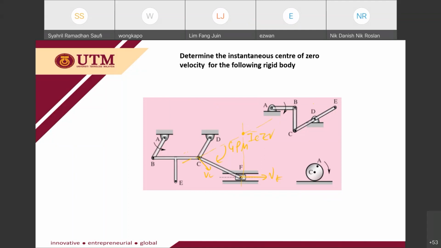So same goes for this one. You know that here is your GPM. Then you need to determine your ICZV for the member that is moving with GPM. Okay, same goes for this one. Alright.